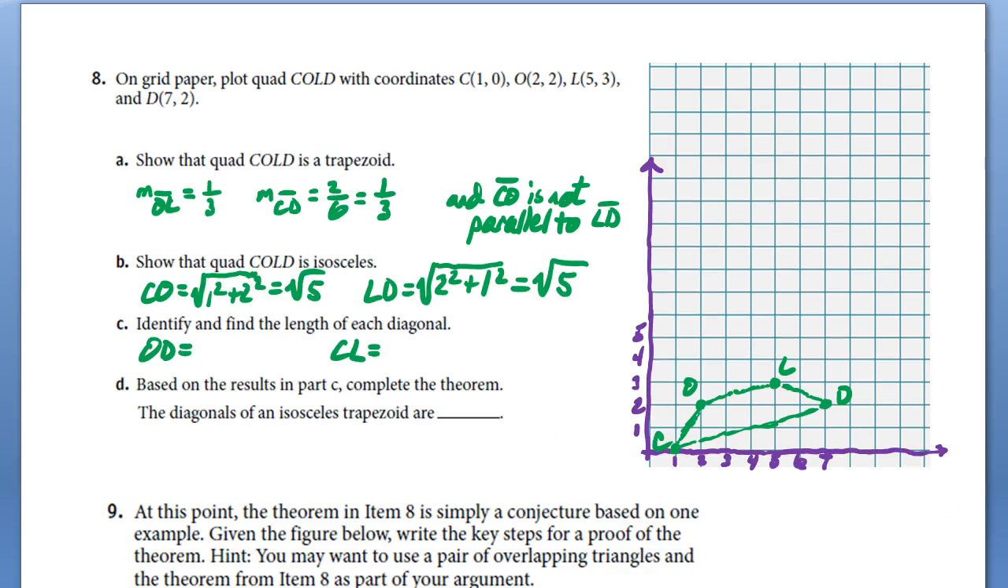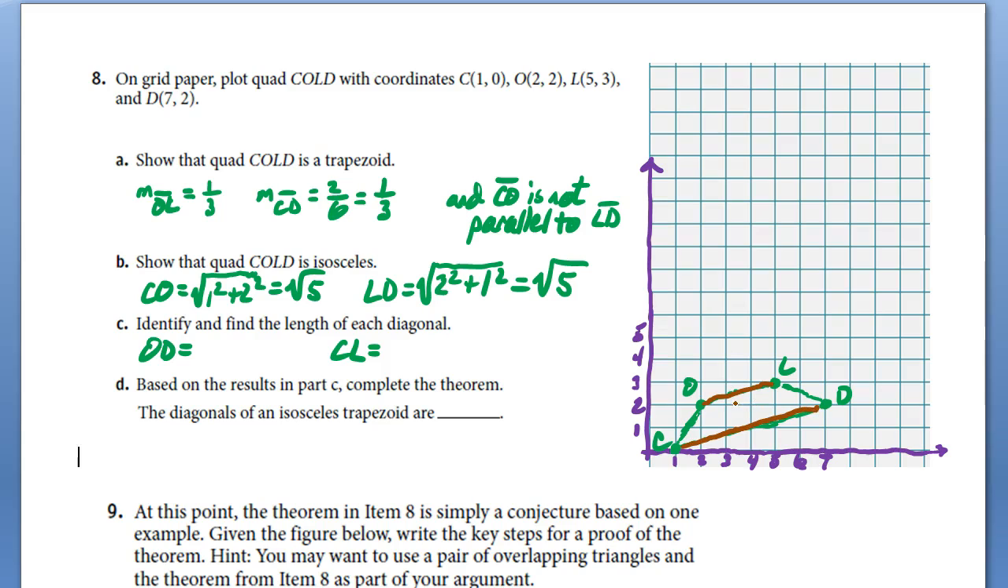Number 8, on grid paper, plot quadrilateral COLD with these coordinates. Notice that I've done that in green, COLD, and I've connected them together to make a four-sided shape. Show that quadrilateral COLD is a trapezoid. To do this, think about what a trapezoid has. It has one pair of parallel sides. So what I wanted to do is show that that segment was parallel to that segment.